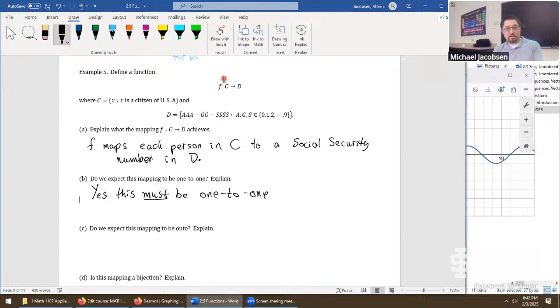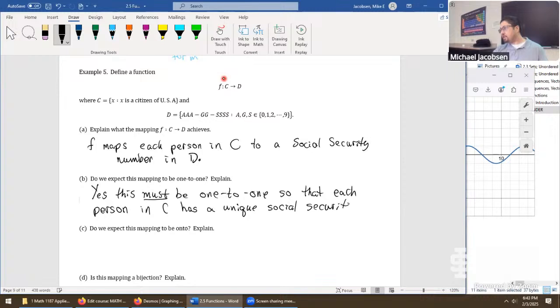And just to capture the essence of what you said, each person in C has a unique social security number. And that could have been said in a different way. You could also have said it must be one-to-one, so that every social security number in D maps to a unique citizen in C. But we wonder if that's really the case, because this cannot be onto as a mapping.